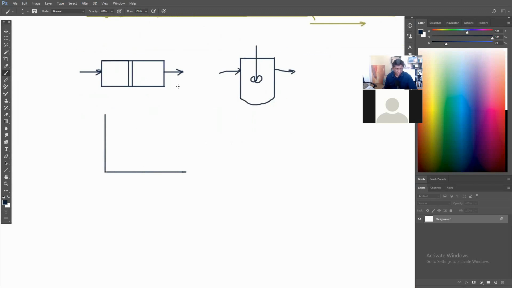So we know the exit age distribution is this discontinuous function. So it's zero everywhere except at the space-time here, tau. And then it's back to zero here. Right, so that's the age distribution in a plug flow reactor.